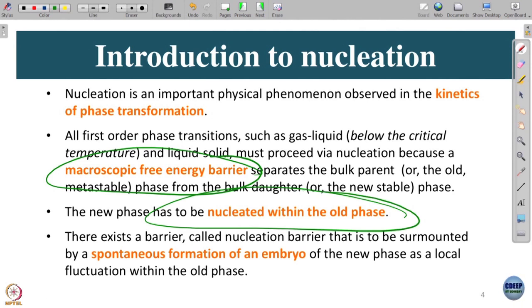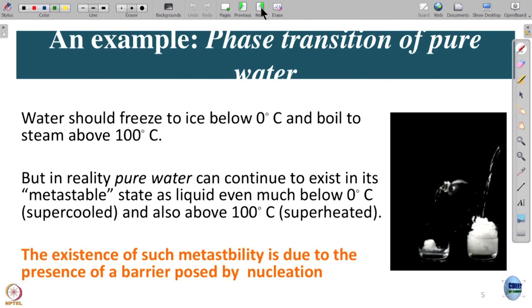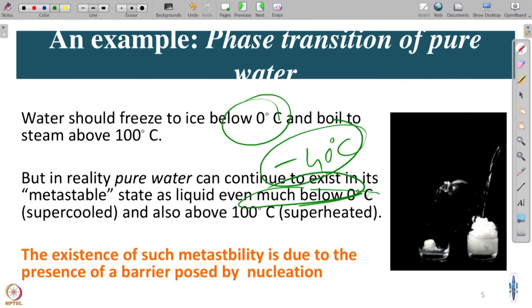However, this process itself has a barrier, and that is a beautiful physics, and that is called the nucleation barrier. And that is the one we will now consider. Okay. And then an example, as I already said, is that water should freeze at 0 degree centigrade, but does not. It can be supercooled to much below minus 40 degree centigrade. Water remains water. Pure water does not freeze at 0 degree centigrade. That is because the embryo needs sufficient driving force to grow. It does not grow. Okay.